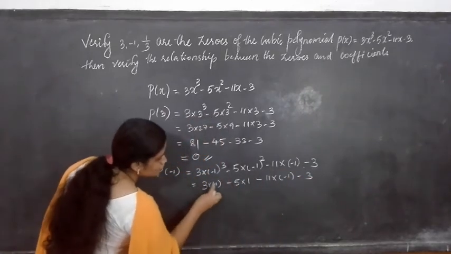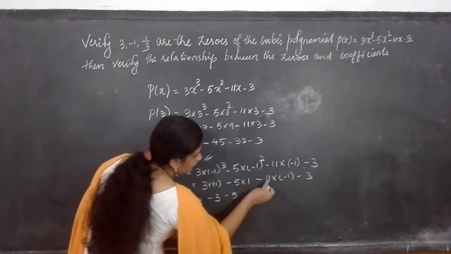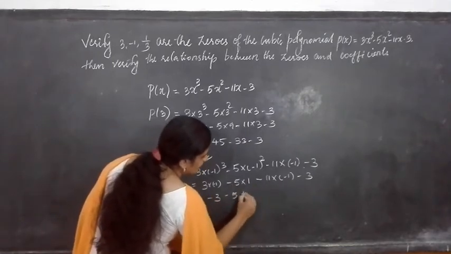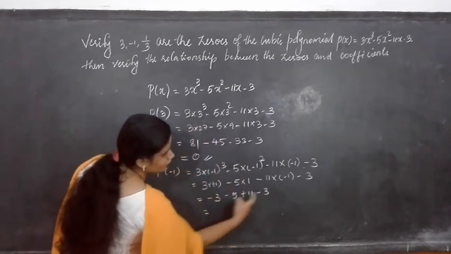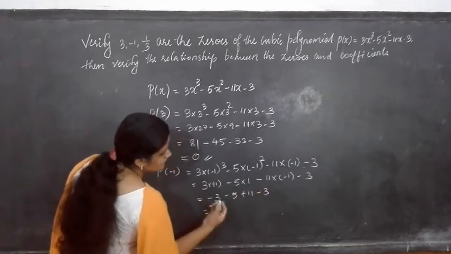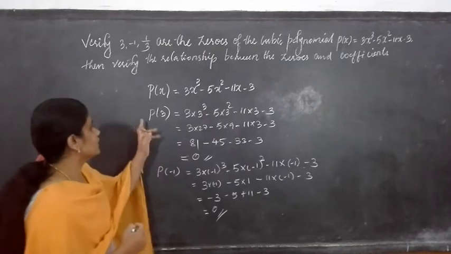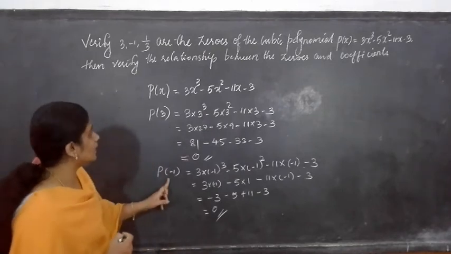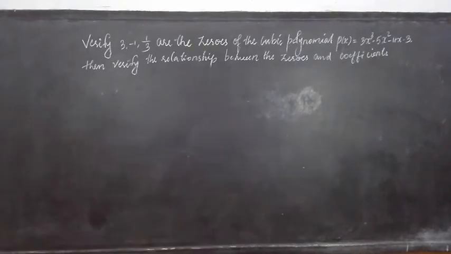So now 3 into minus 1 is minus 3, minus 5, minus 11 into minus 1 is plus 11, minus 3. Is it? If you simplify, this answer will be equal to 0. So we proved that 3 and negative 1 are the zeros of the given polynomial, children.